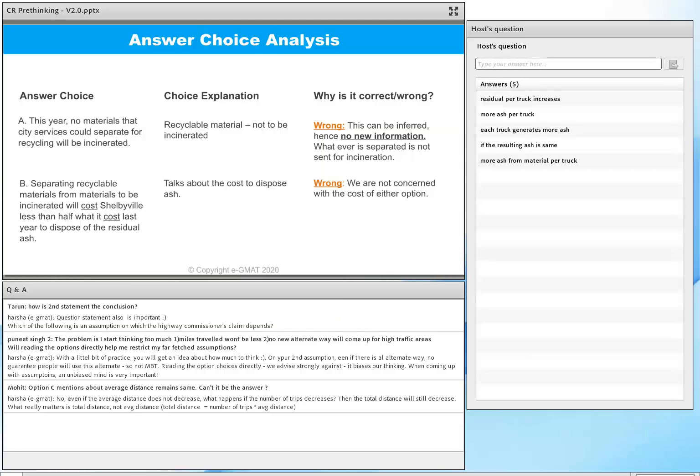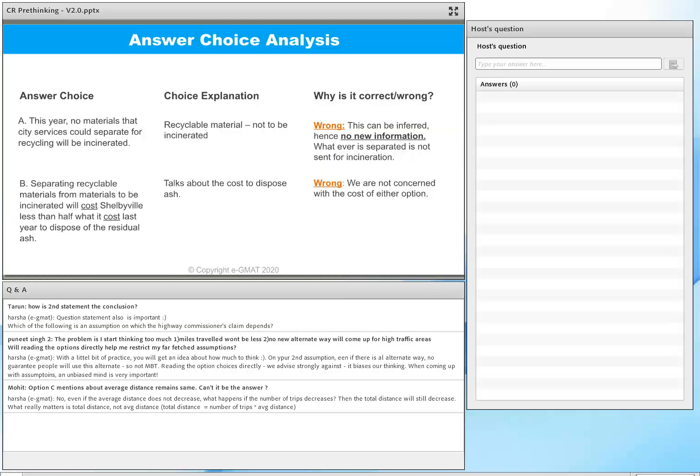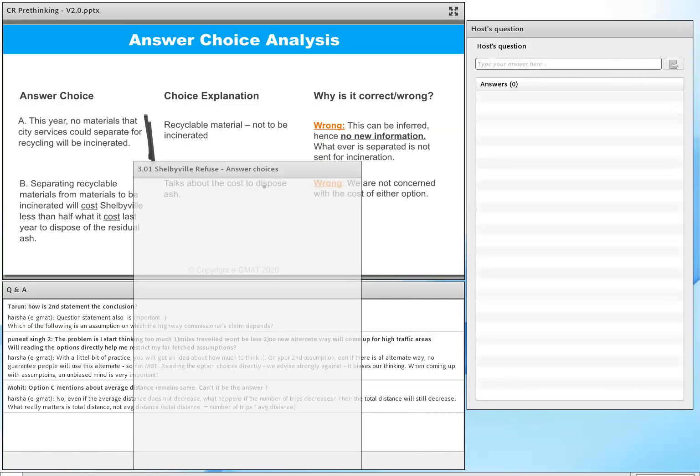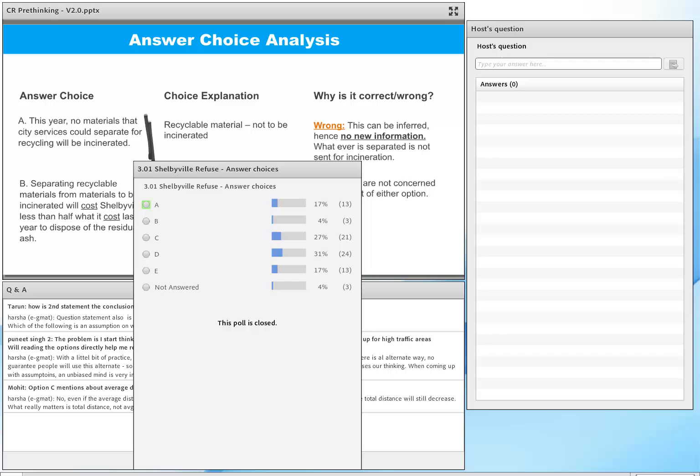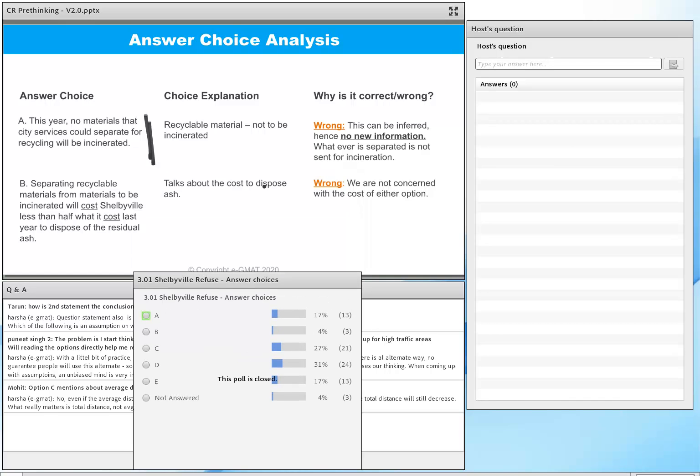Now, remember earlier on in the session, I said there's going to be one question in which there will be an option which will satisfy the must be true condition, but will not provide any new information. That's option A over here. Option A says this year, no materials that are separated for recycling will be incinerated, or essentially what it's saying is the recycled materials will not be incinerated. Is it a must be true? Yes. If you're recycling something, you shouldn't be incinerating. But you can already infer that from the answer choices. So that's why, because it doesn't provide any new information, it is not a correct answer.